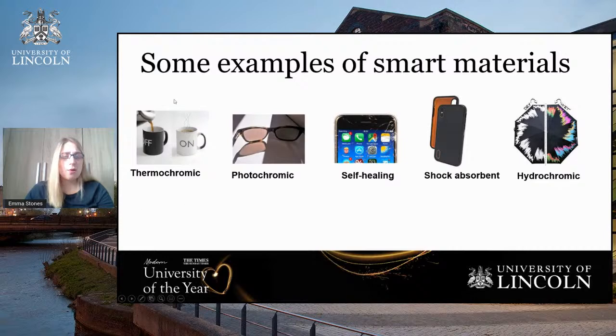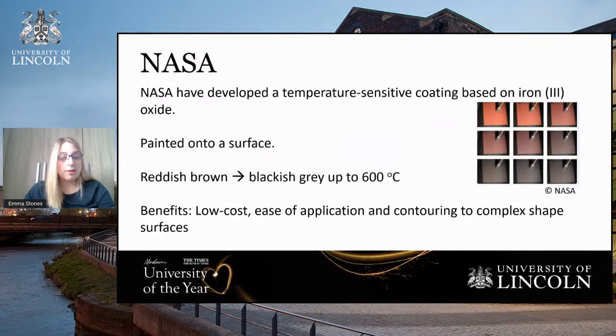So firstly, we'll start with the thermochromic. So like I said, this is one you're probably quite familiar with. A more interesting use, really, of smart materials, in particular the thermochromic kind of smart materials, is what the researchers at NASA have been doing. So researchers at NASA have developed a temperature-sensitive coating that's based on iron oxide that can be painted onto a surface. So it can be applied, for example, to a jet engine or to components of a jet engine. And this changes colour to indicate different temperatures.